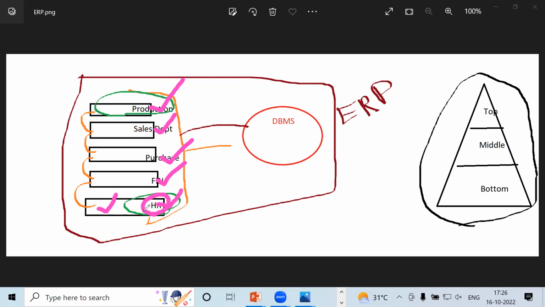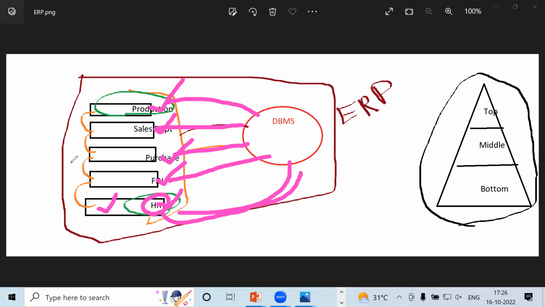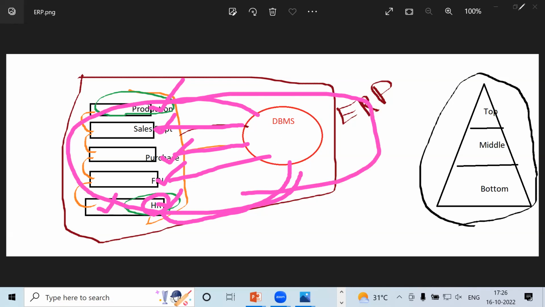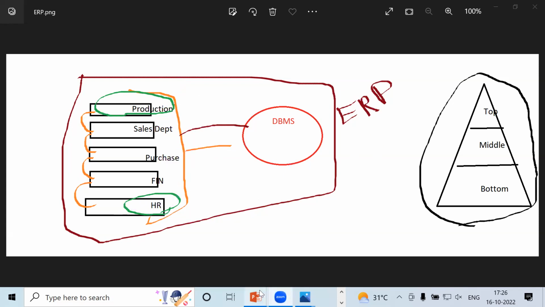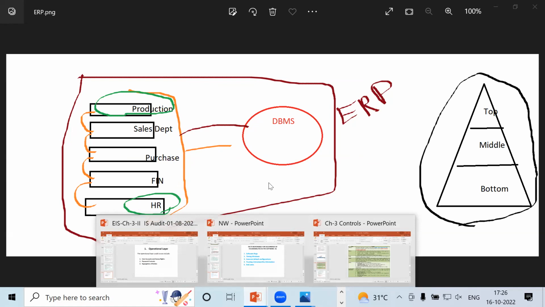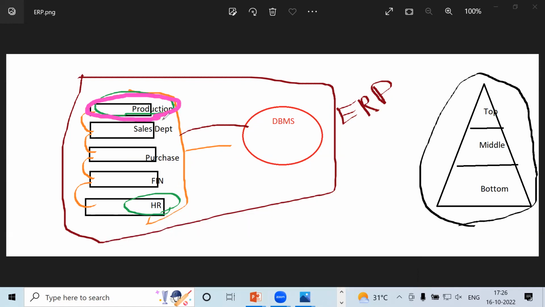Now, the data related to the employees are stored ultimately in the DBMS. Similarly, each department's module will do the relevant task and all the data are stored in the DBMS. So the whole of the program is considered to be ERP software. Now, in this ERP software, you can test separately whether the production department module does its relevant activity according to the expectations of the user.